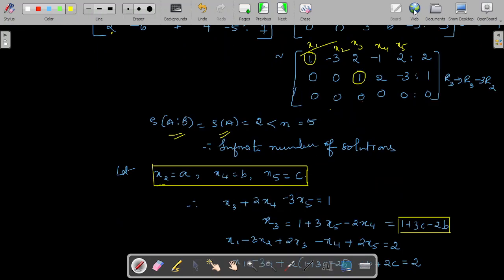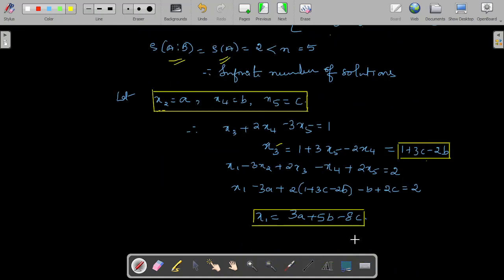Now construct the equivalent system. x3 plus 2x4 minus 3x5 equal to 1. So from this you will get x3 equal to, after doing all these rearrangements, 1 plus 3c minus 2b. Similarly, the first equation, x1 minus 3x2 plus 2x3 minus x4 plus 2x5 equal to 2. After simplifying, that means substituting and simplifying all these values, you can check x1 comes out to be 3a plus 5b minus 8c. So this is the method of solving a non-homogeneous system of equations.